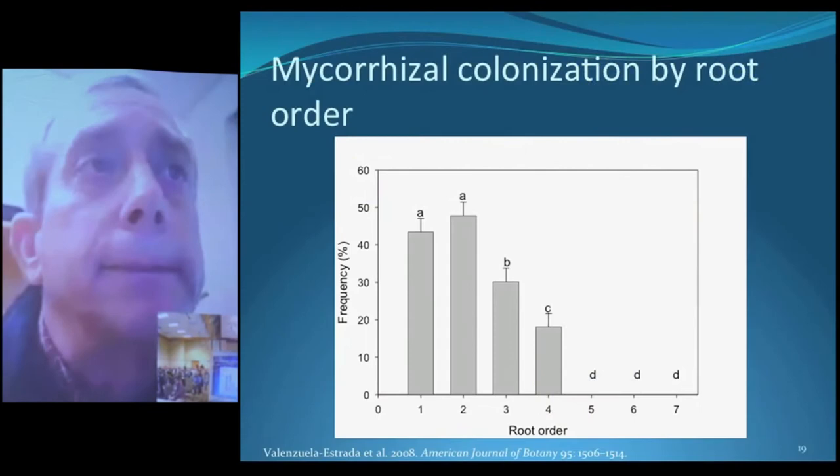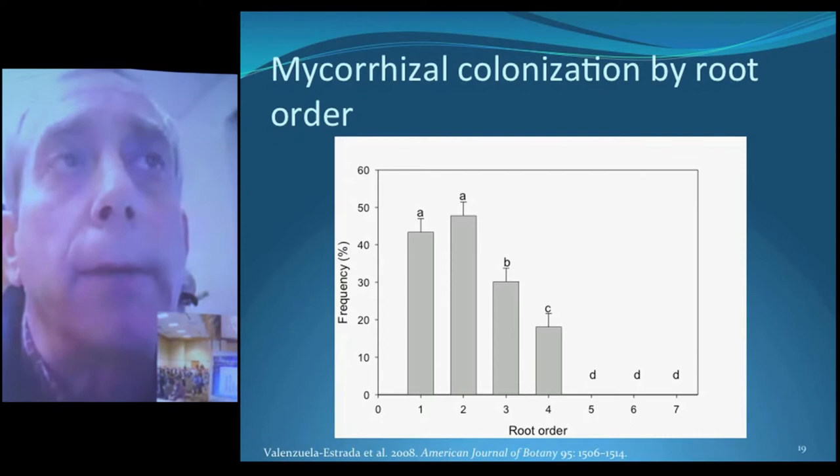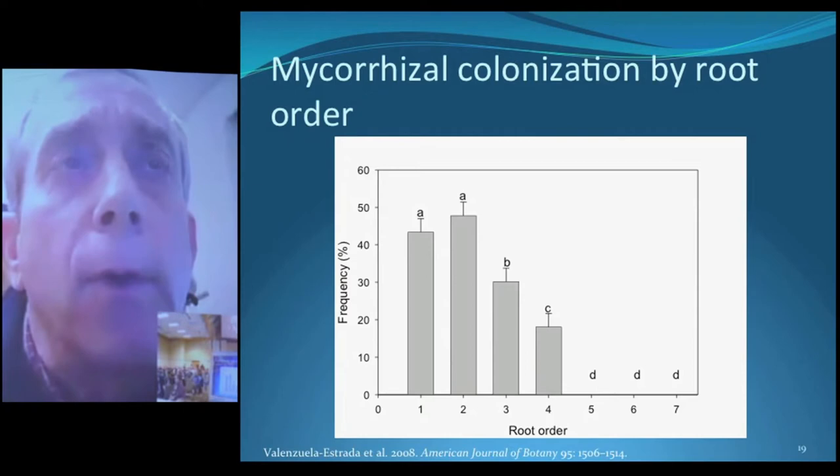And this is actually borne out when you also look at mycorrhizal colonization of these roots. The highest mycorrhizal colonization in the blueberry roots are in those first two orders of roots. That's where the highest colonization is. And then it starts dropping off in the third. And we saw some fourth order roots that weren't woody.